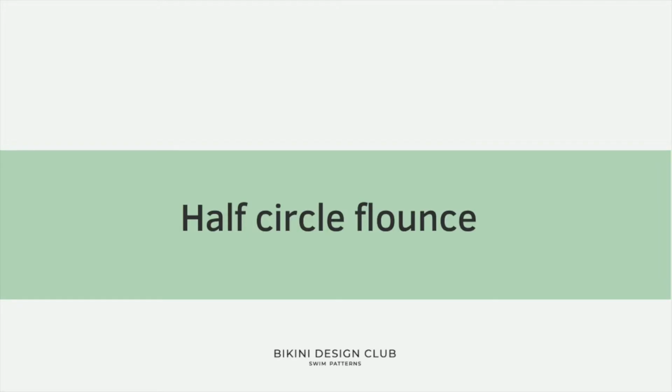Before we see the results, let's do a half circle flounce for the same length, so that we can see the difference between a half circle and a full circle. In this case, we just divide 20 by 3.14, which will give us 6.37 centimeters. And we will draw a circumference with a 6.37 centimeter radius. So let's see this being drawn.